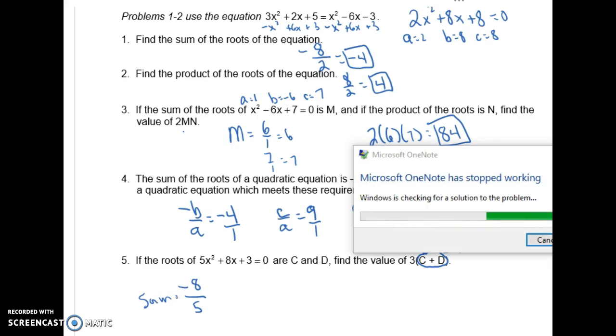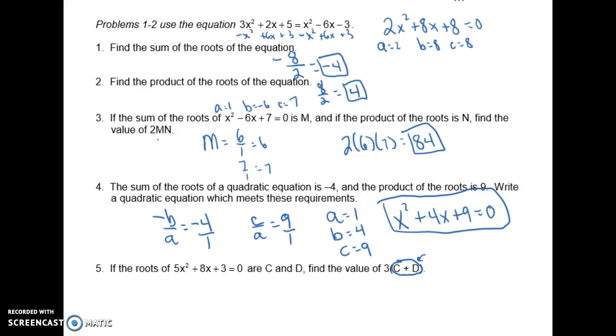Sorry about that, we had some technical difficulties and OneNote just crashed on me. We're going to take c plus d, which is the sum of the roots, which we found was negative b over a, so negative 8 over 5. And then we're supposed to take 3 times that. So if we do 3 times negative 8 over 5, we get negative 24 over 5.